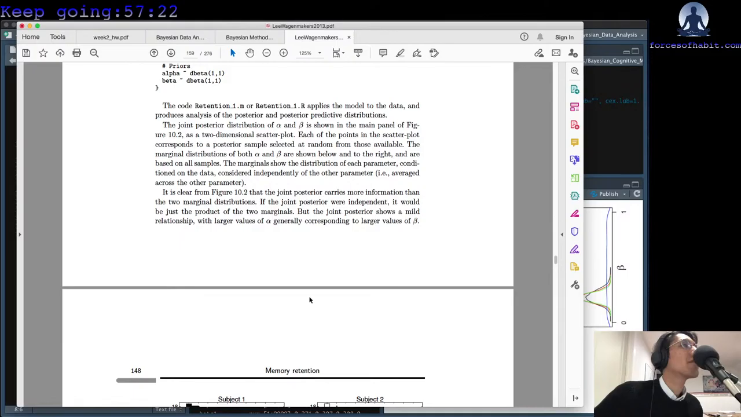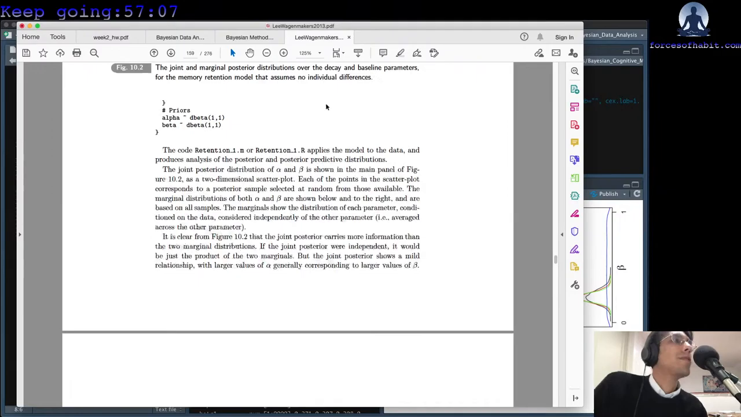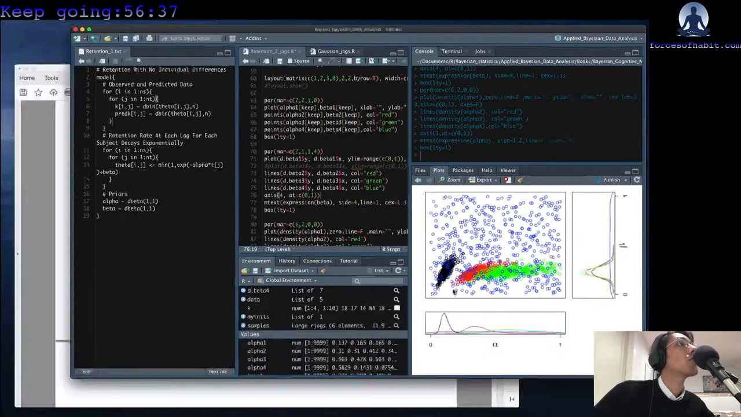Okay, the marginals show the distributions for each parameter, right? It's clear from the joint posterior in figure 10.2 that it carries more information than each of the marginal distributions. Right, so just seeing this and seeing this isn't as informative as seeing both of these in the context of the interpretation of the parameters. So the differences between the decay rates mean are more informative when we have some understanding about the rates of baseline distributions for memory retention here in this case.